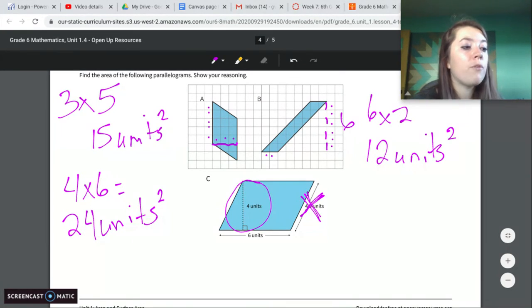All right, your keyword for this lesson is parallelogram. Parallelogram. If you have any questions, feel free to ask.